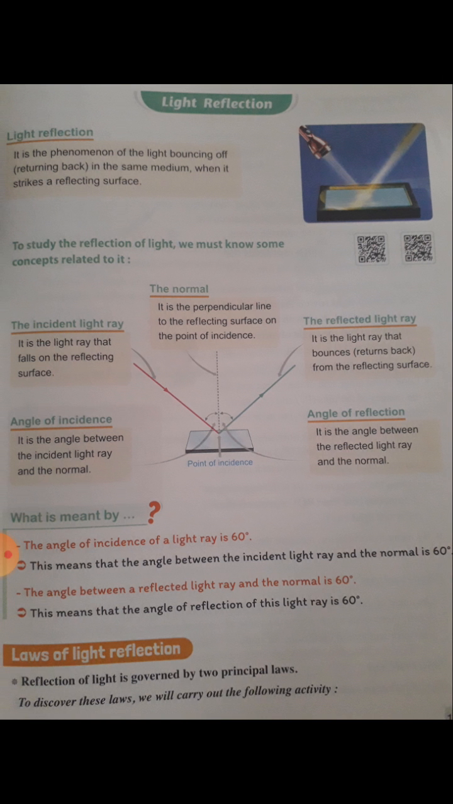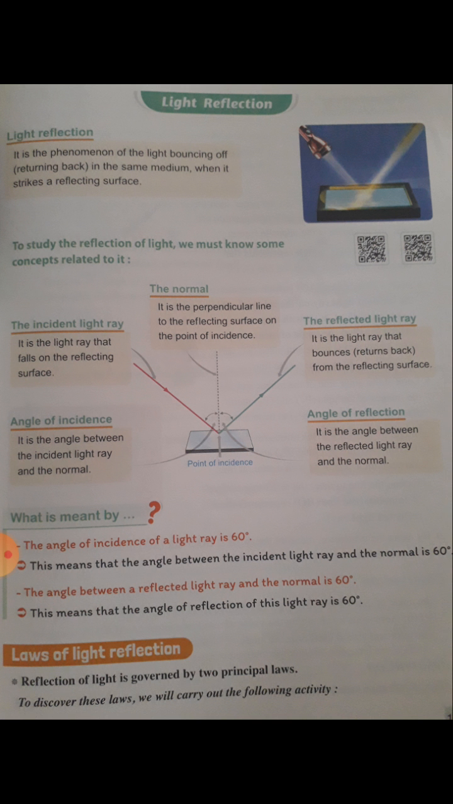Look, you studied before that when light rays fall on a reflecting surface like a mirror, they reflect in the same medium, where angle of incidence equals angle of reflection. So here, light reflection is the phenomenon of the light bouncing off or returning back in the same medium when it strikes a reflecting surface.